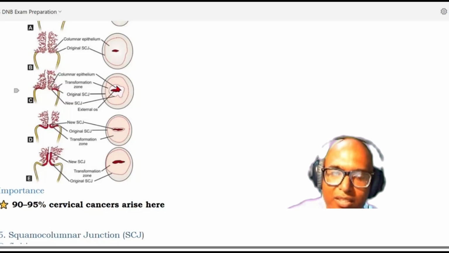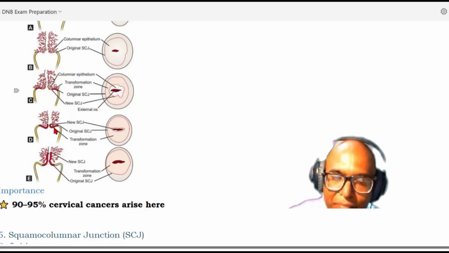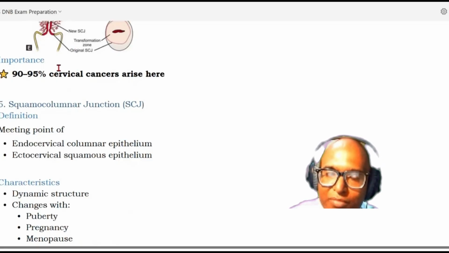Okay, so here the same thing. You see that the new squamocolumnar junction is formed here. This transition zone is where the cells are metaplastic. There is a metaplasia. These are the cells which are prone to infection with HPV, and this is the main etiopathogenesis for carcinoma of the cervix. So 95% of cervical cancers arise in this squamocolumnar junction.